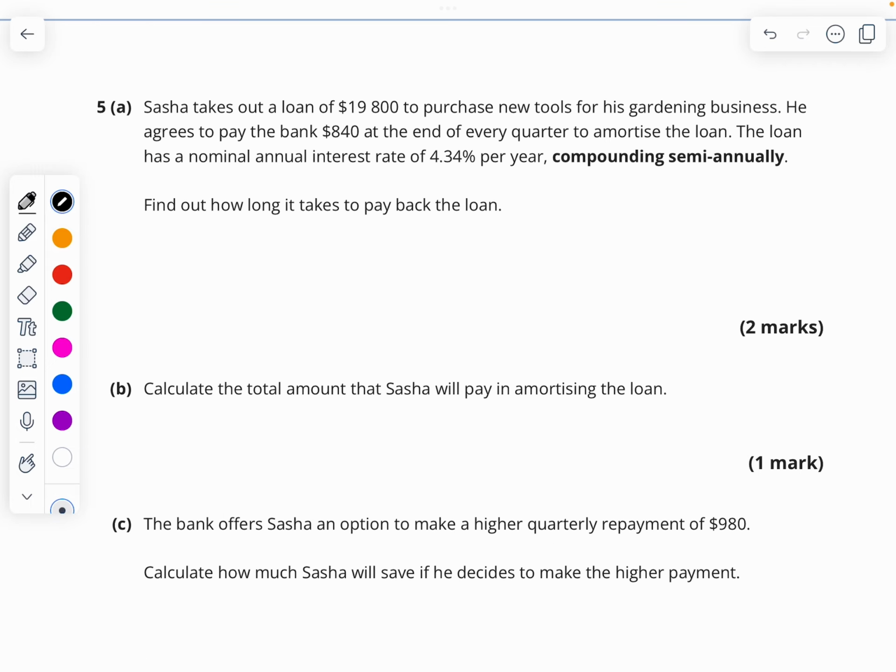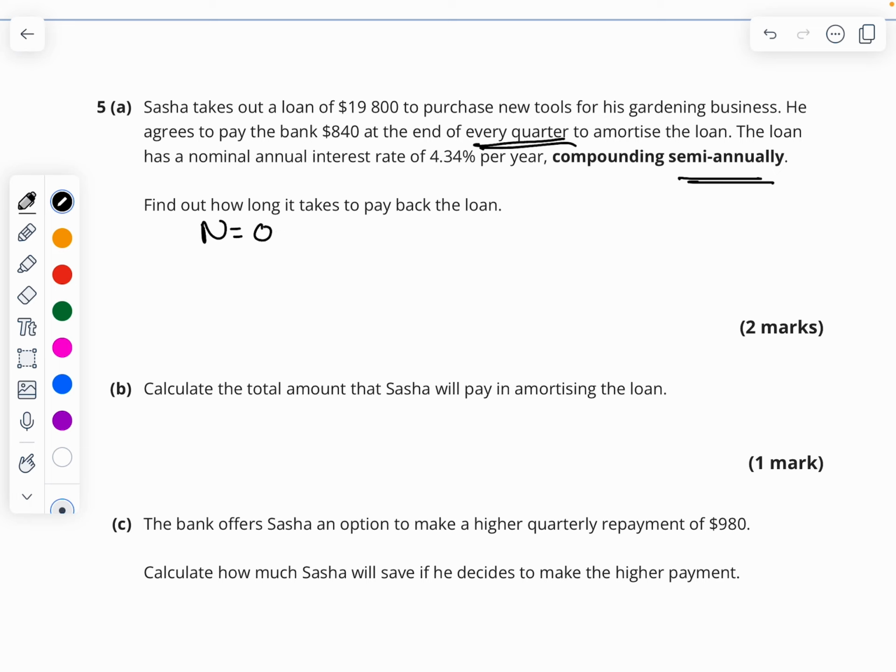Next, coming to the next question. Question number 5. Sasha takes out a loan of 19,800 to purchase new tools for his gardening business. He agrees to pay the bank 840 at the end of every quarter to amortize the loan. The loan has a nominal annual interest rate of 4.34% per year, compounded semi-annually. So we have to calculate the value of n.